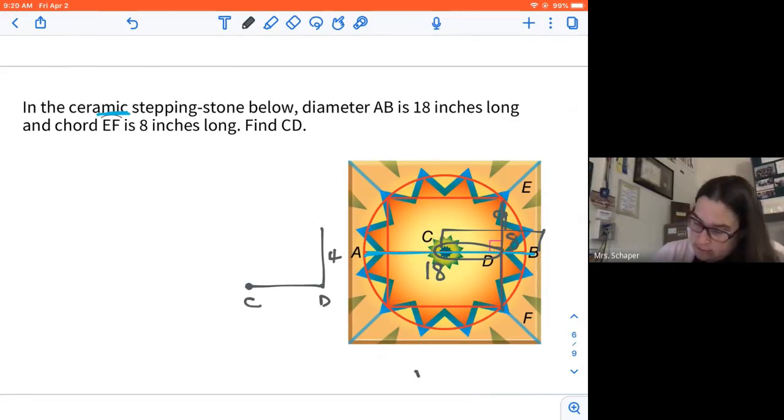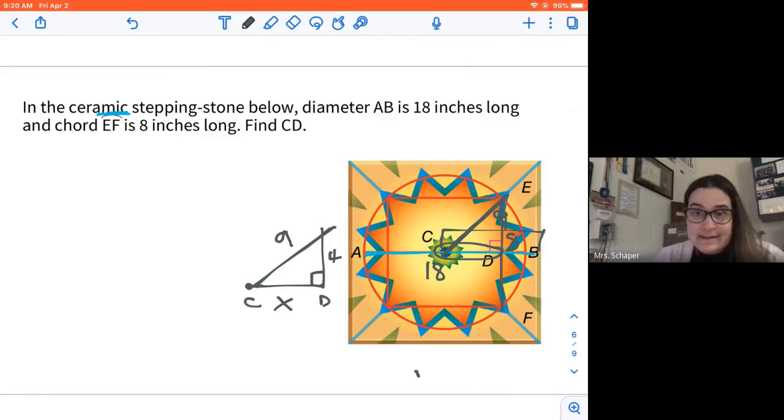This is 9. This is x. Here we go. Look at this. I can draw this line. What does that represent? It represents the radius. That means this is 9. Did you catch that connection before I said it? Right? So we're going to use a right triangle.